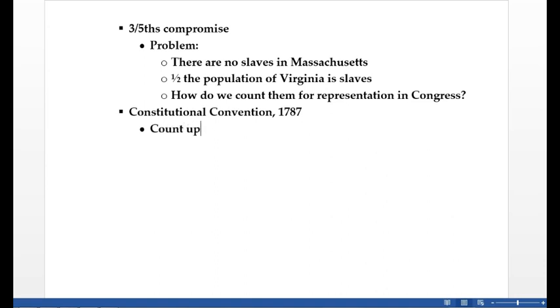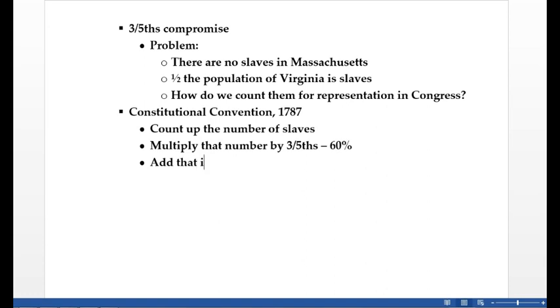You count up the number of slaves, multiply that number by 3/5, which is to say 60%, and you add that into your census figures. So when you're counting the population of Virginia for purposes of congressional representation, you count, of course, the whites, you count the number of slaves, and they count as 60% of their total number. What does that do? Well, it does give Virginia extra representation, which they were desperate to get so that they would have enough votes in the South to keep the federal government from one day abolishing slavery.